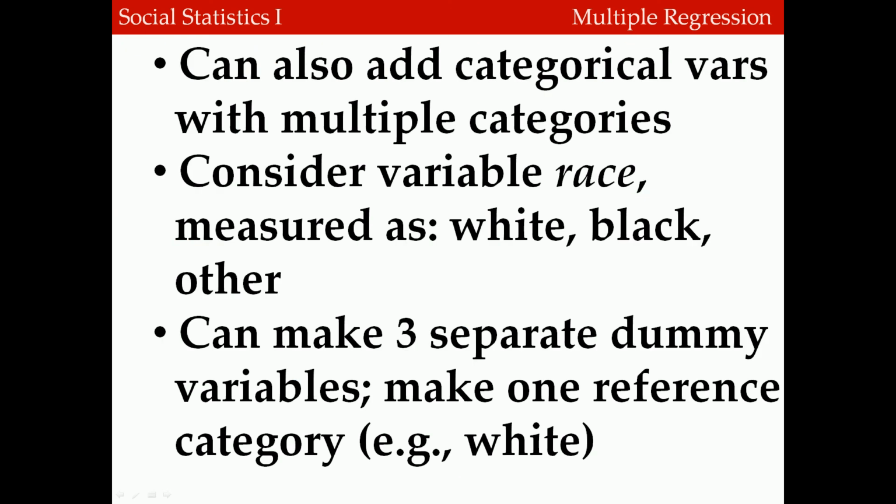What if we wanted to add a variable that has multiple categories? For example, something like race. The GSS measures race using 3 categories: white, black, and other. And so we can basically make 3 separate variables, one for each of these categories. But we have to make one of them the omitted reference category. So, for example, why don't we choose white as the omitted reference category?